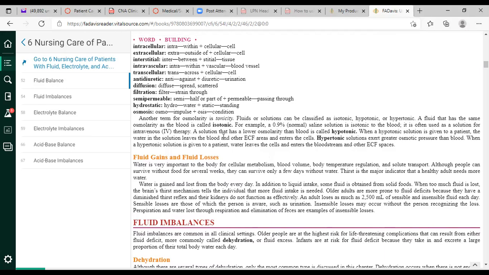And it talks about isotonic osmolarity, where with isotonic fluids, the osmolarity is equivalent to our blood. And isotonic fluids that you will learn about include solutions such as normal saline.